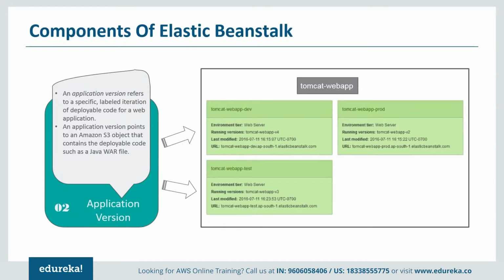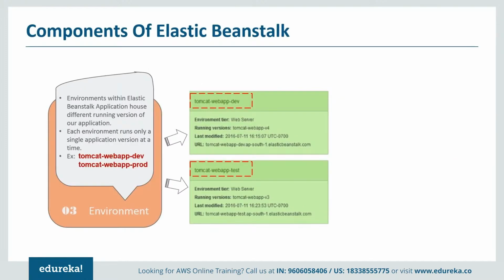So you have two versions of your application now. It's just a copy of your application code, but with different changes. And Elastic Beanstalk will provide you with an option where you can upload different versions of your application without even deleting the previous ones. Then we have something called environment.